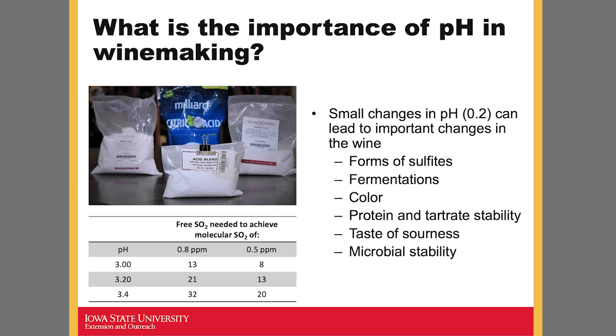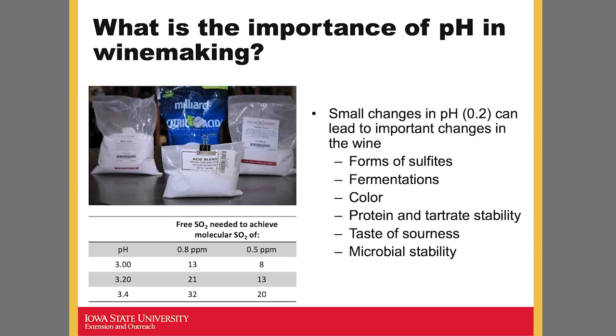we'll talk a little bit more about the forms of sulfur dioxide in workshop number 3. But in order to get the same amount of protection, so either 0.8 or 0.5, whatever you decide is your target, you have to add about 1.5 times more as you go up by 0.2 in pH. So I go from needing to add 13 parts per million of free SO2 to 21 to 32. So there's a big difference in how effective sulfur dioxide is.